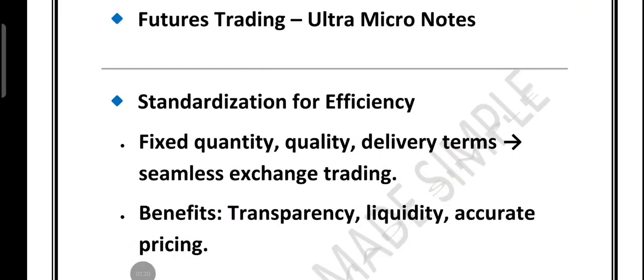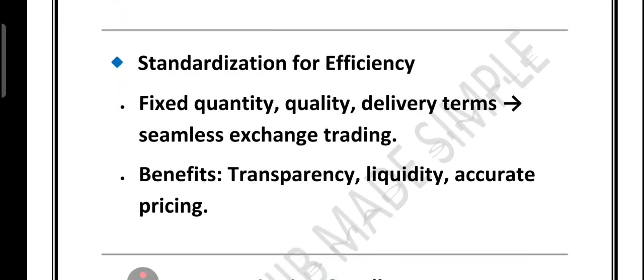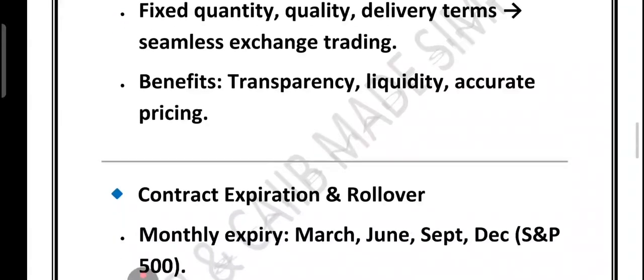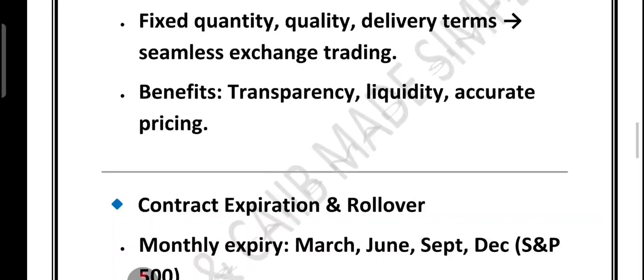Some peculiarity of futures trading they have mentioned is that futures contracts are always standardized, meaning quantity, quality, and delivery terms are fixed. This makes trading smooth and efficient on exchanges because everyone knows exactly what they are buying and what they are selling. The benefits are transparency, high liquidity and accurate pricing, no confusion, no dispute about the contract terms. Remember these key points. One more point: what we have talked about just now is standardization, which means fixed quantity, fixed quality and delivery. Benefits I told you already.